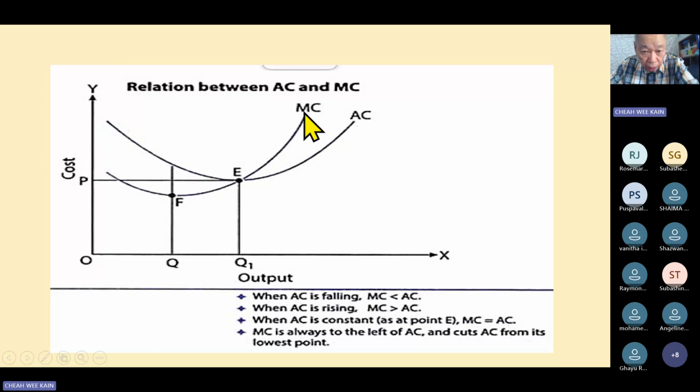Now, what do you mean by marginal cost? Marginal cost is the cost of making one extra output. Now, when here and here cut each other, we call this the equilibrium. Okay. Now, what's wrong with this one?